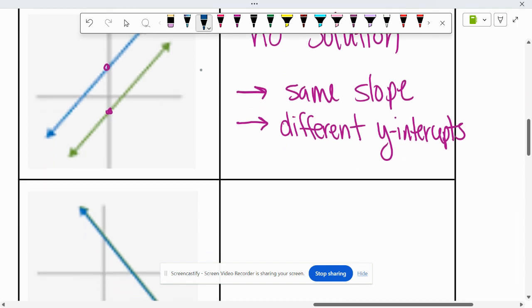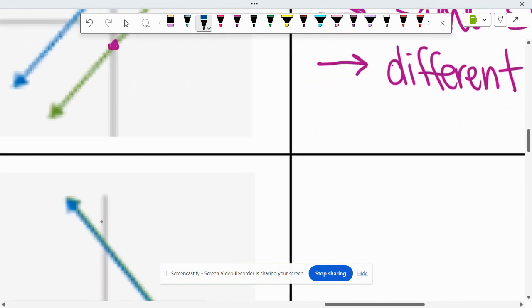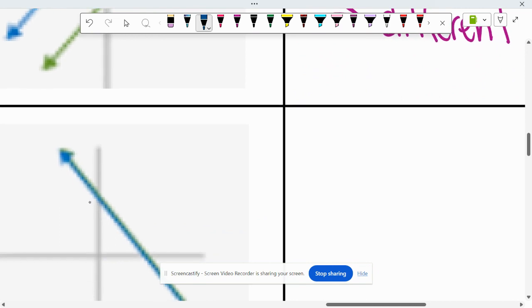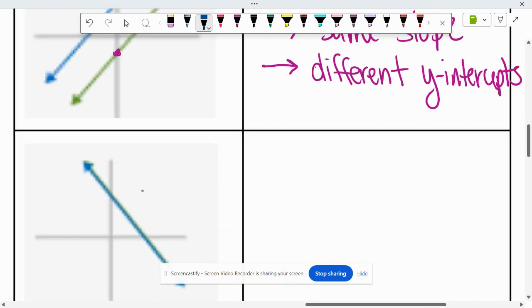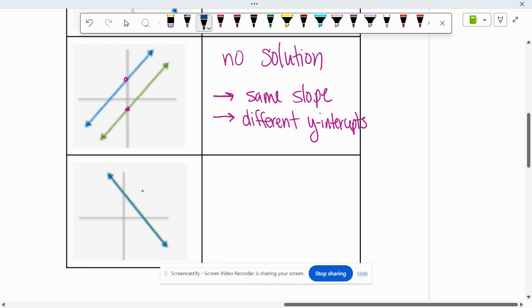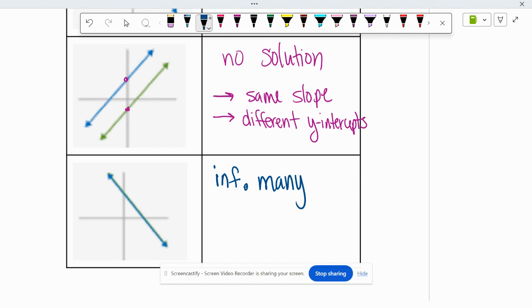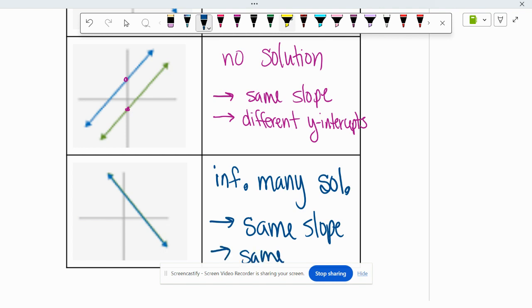Infinitely many. And if I make this really big, I did these on Desmos. Can you see that there's the green and the blue together? Because I know sometimes that's hard to see, but this is infinitely many solutions. I'm going to abbreviate. So that means the lines have to have the same slope. And what else? Yeah, good job. Same y-intercept.